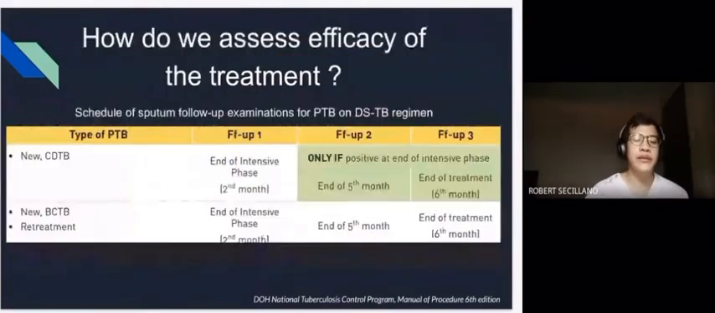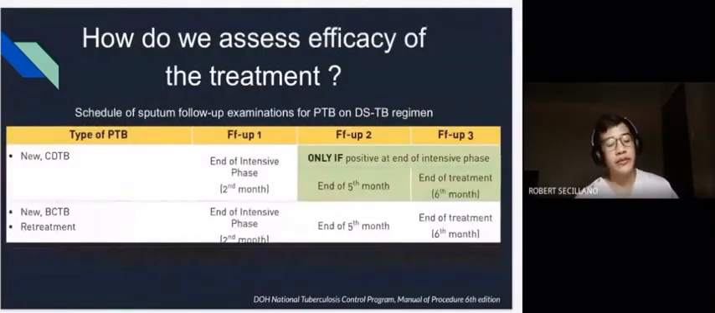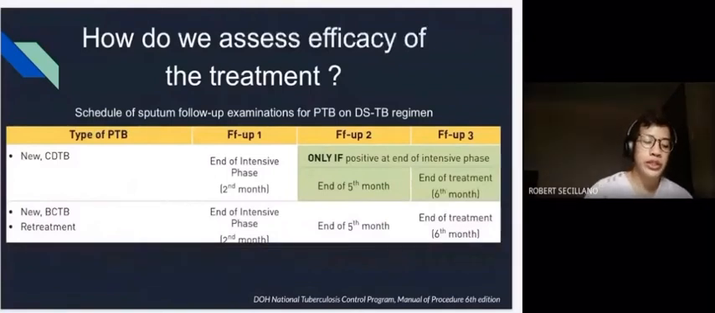So how do we assess efficacy of the treatment? So this is the schedule of sputum follow-up examination for PTB on drug-susceptible TB regimen. So for new clinically diagnosed TB, the follow-up of sputum is at the end of the intensive phase, which is after 2 months. Then, only if positive at the end of the intensive phase, we will do a follow-up of sputum at the end of the 5th month and at the end of the treatment at the 6th month.